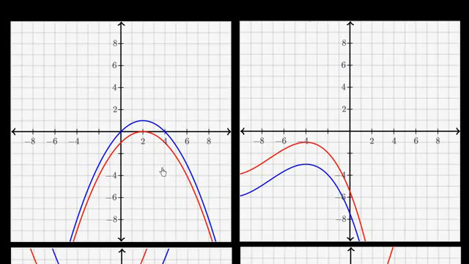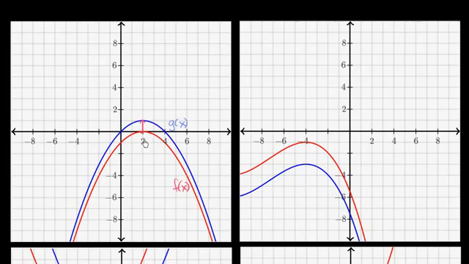So this red curve is the graph of f of x, and this blue curve is the graph of g of x. And I want to try to express g of x in terms of f of x. And so let's see how they're related. So we pick any x, and we could start right here at the vertex of f of x. And we see that at least at that point, g of x is exactly one higher than that.